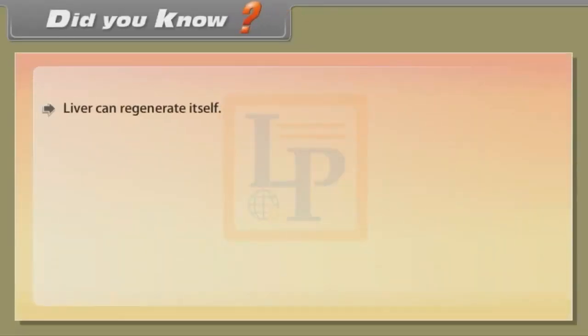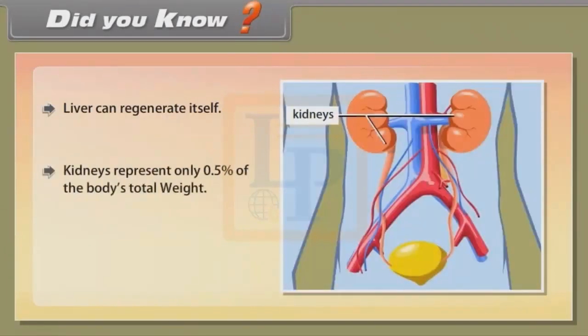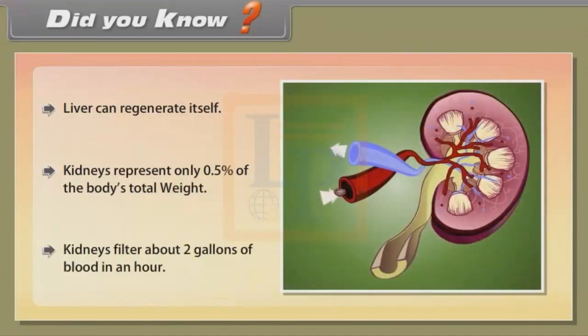Did you know? The liver can regenerate itself. Kidneys represent only 0.5% of the body's total weight. Kidneys filter about 2 gallons of blood in an hour.